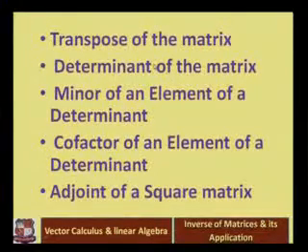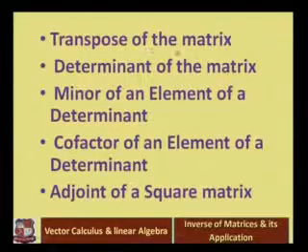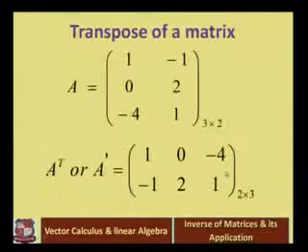Before we discuss some techniques to find the inverse, we have to know these quantities: transpose of a matrix, determinant of a matrix, minor of an element of a determinant, cofactor of an element of a determinant, and adjoint of a square matrix. Notice that in a square matrix the rows and columns are equal in number; that is called a square matrix.